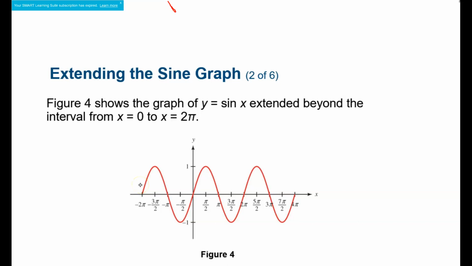And this is the definition of a zero. A zero of a function is any domain value x equals c for which f of c equals 0. So what were the zeros of the sine function? It was 0, pi, 2 pi.